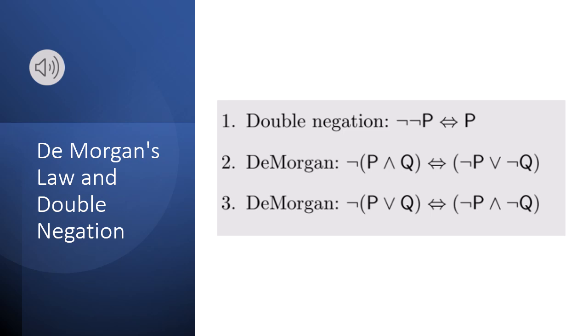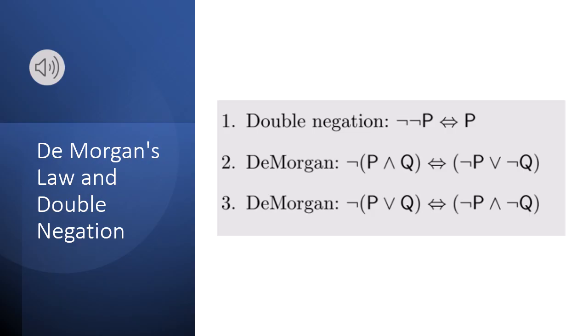Here, that double arrow between the sentences indicates logical equivalence. And again, logical equivalence meaning that the two sentences have the same truth values in all possible circumstances. So let's focus in on that first one. It says that the double negation of a sentence is logically equivalent to the original sentence itself. And this is pretty straightforward to see.